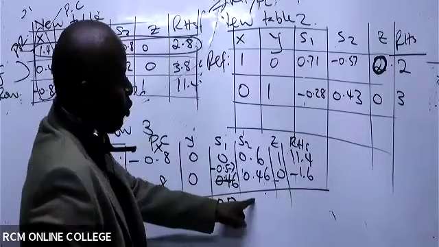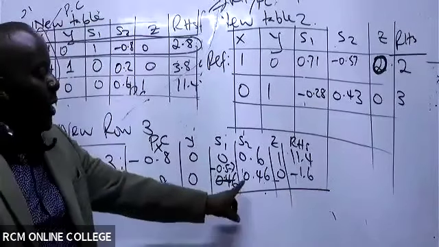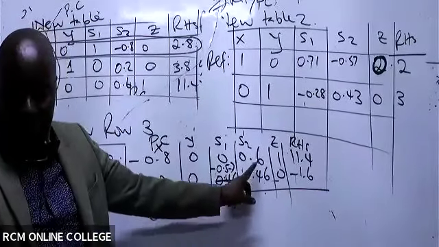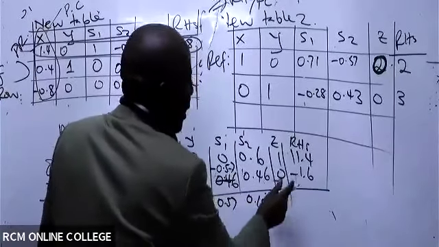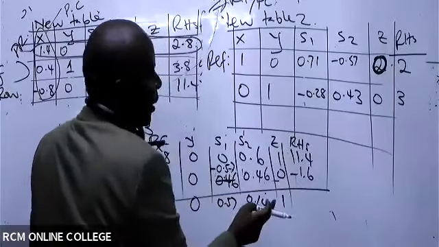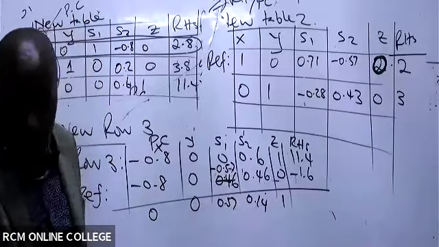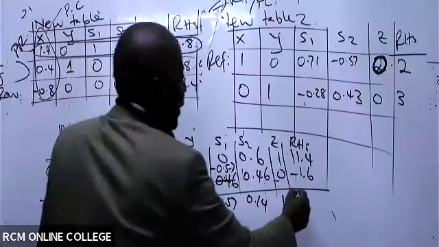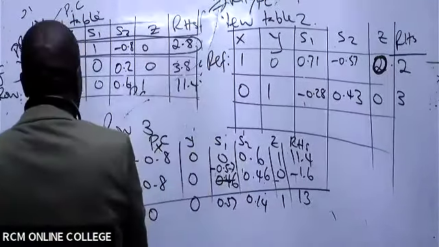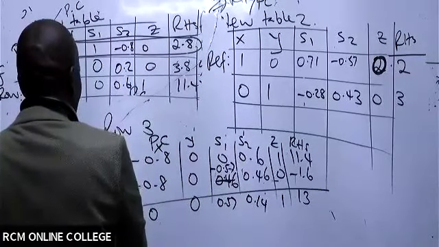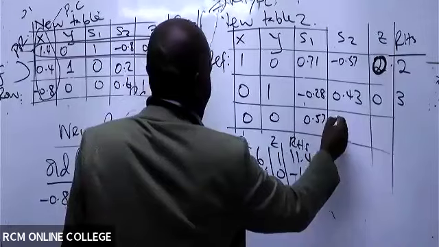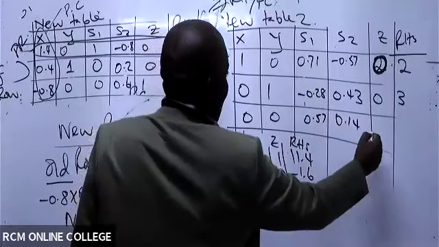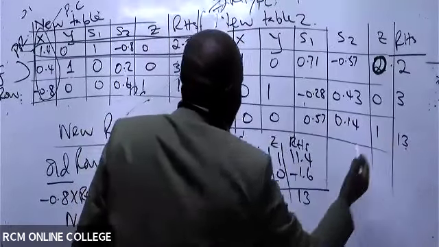How about this S2 figure? What do we have here for the S2 figure? 0.6 minus this, 0.14. This is 1. 11.4 minus minus 1.6 gives 13. So then this is the new row 3. New row 3: we have here 0, 0.57, 0.14, we have 1, and then we have 13, like that.